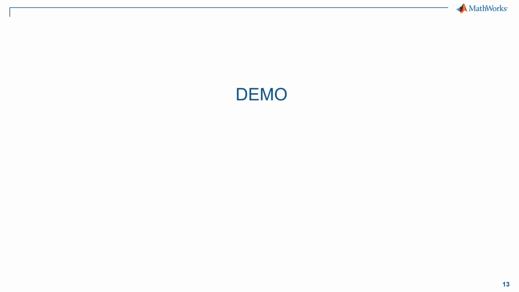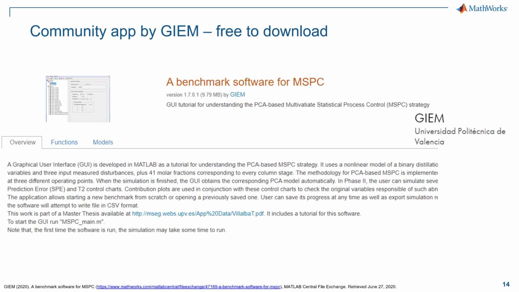Now let us dive into the demo. The demo that I will be talking about today is actually one that is made by the community. This is made by Polytechnic University of Valencia, specifically a research group there called Multivariate Statistical Engineering Group, GIEM for short. And you can download and use it for free from MATLAB File Exchange. If you Google for a benchmark software for MSPC or just MATLAB MSPC, you will be able to find this.